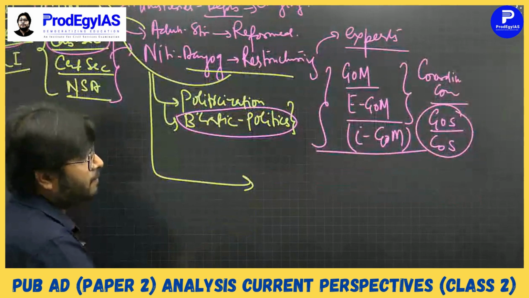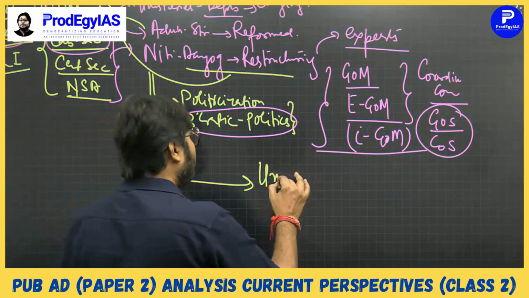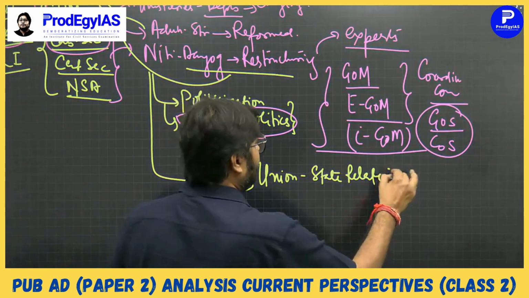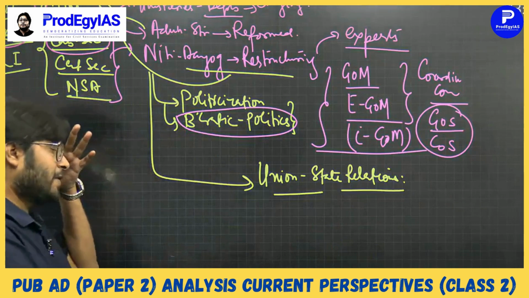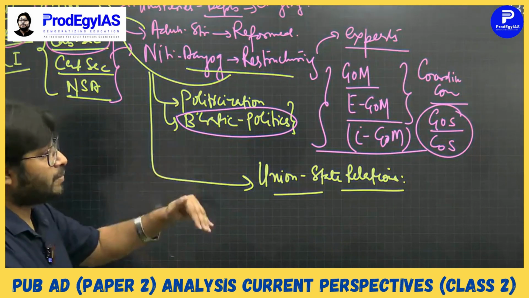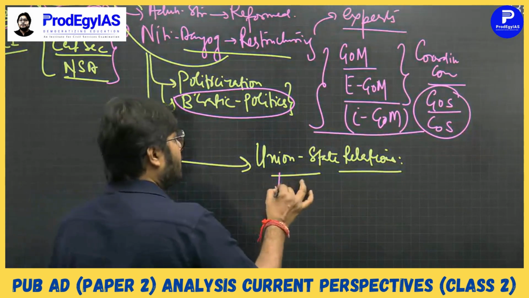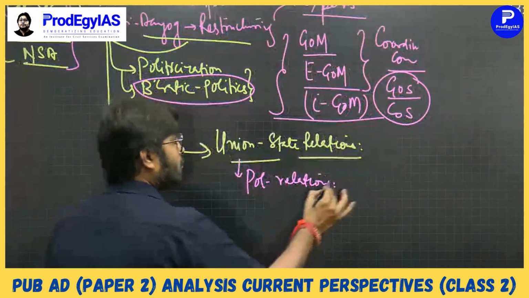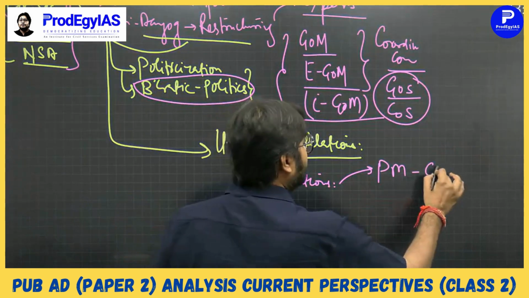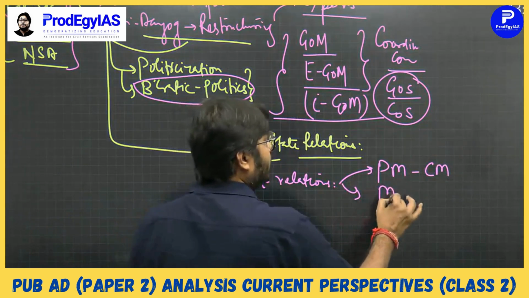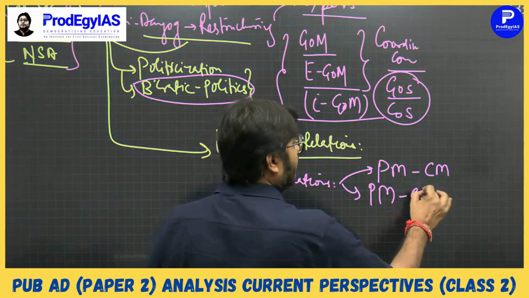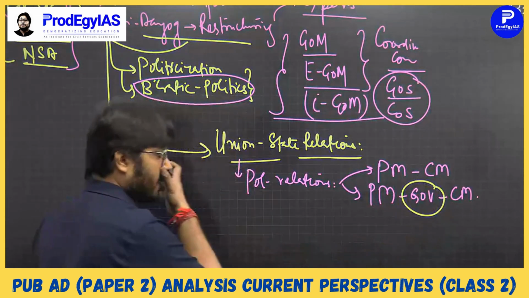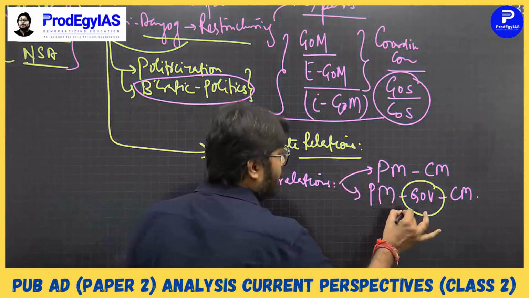Secondly, obviously, the questions can be on union state relations. These are very traditional questions. These are also asked. Especially when you say union state relations, what is the nature of question that can be asked? One can be union state political relations. So questions here: PM, CM, governor, CM. This is always controversial and it will be asked in some form or the other.